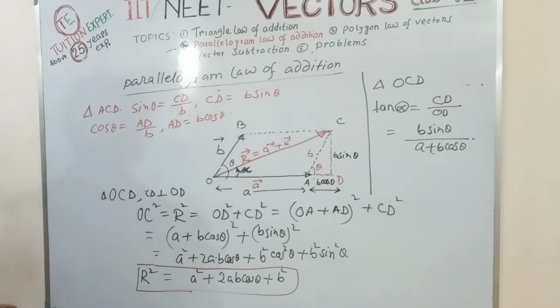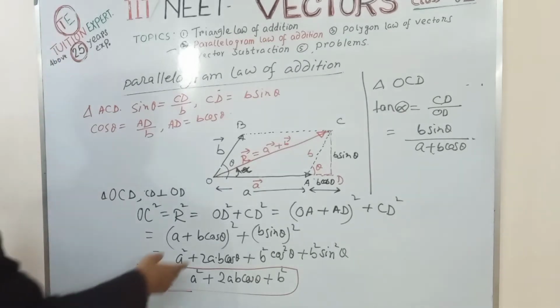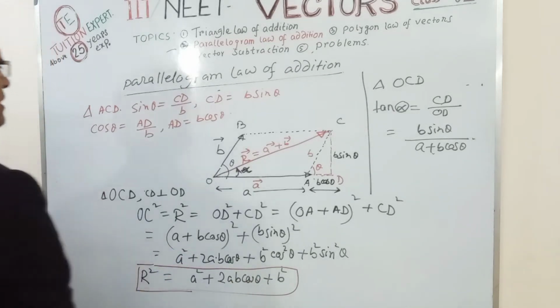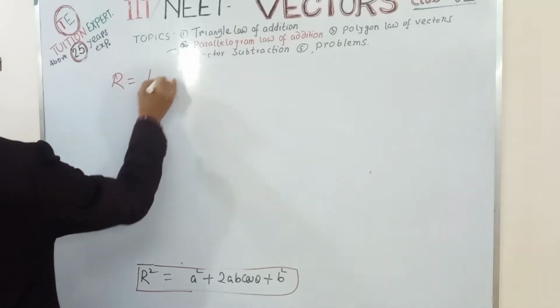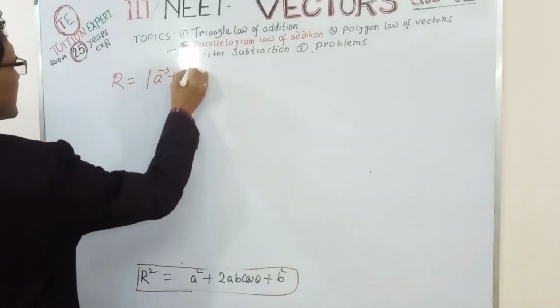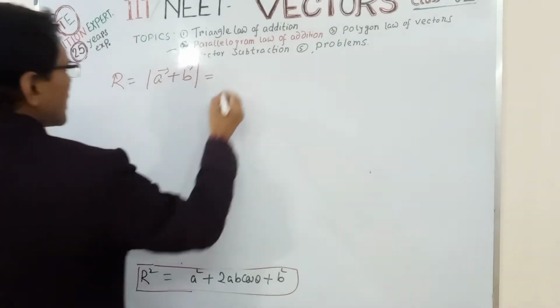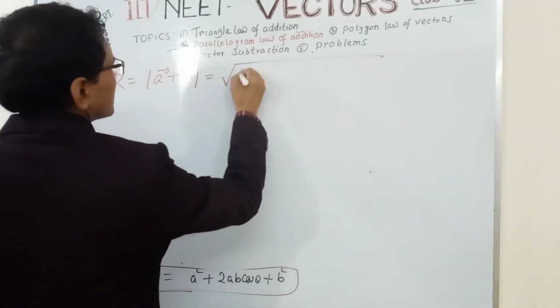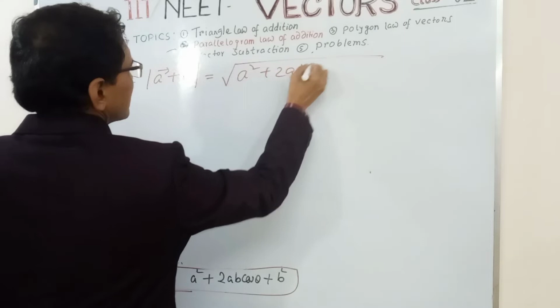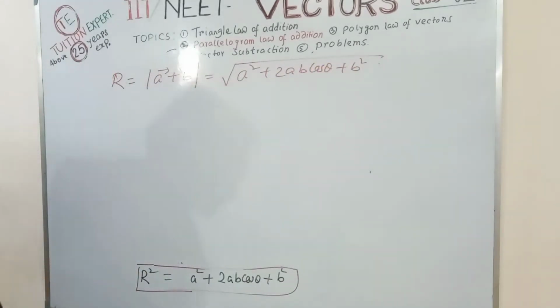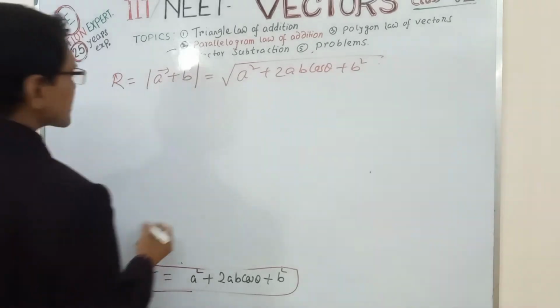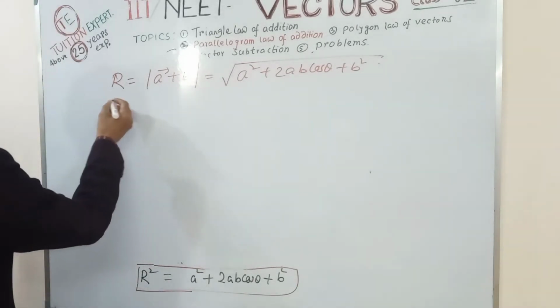So with the help of the parallelogram law, we can find the resultant of any two vectors A and B. R equals, what is R? R equals actually mod of A plus B. Now some special cases. We discuss some special cases.